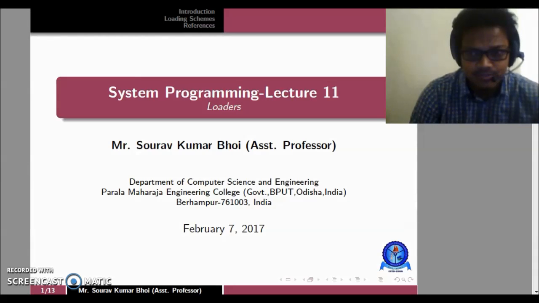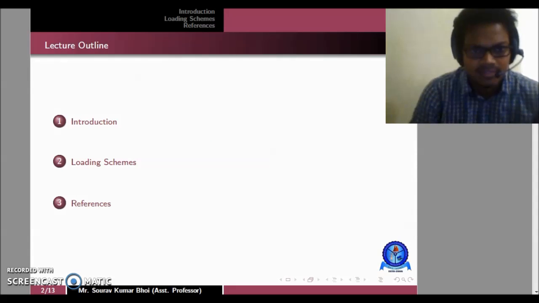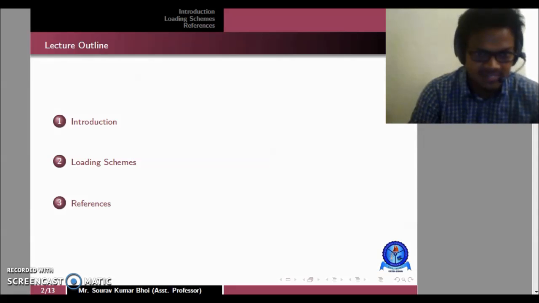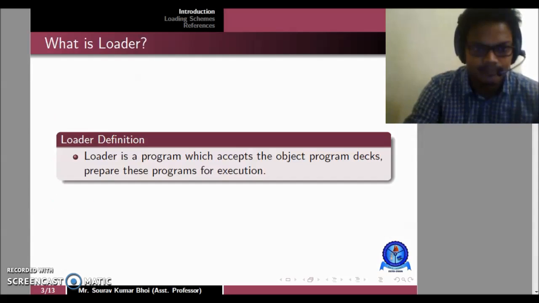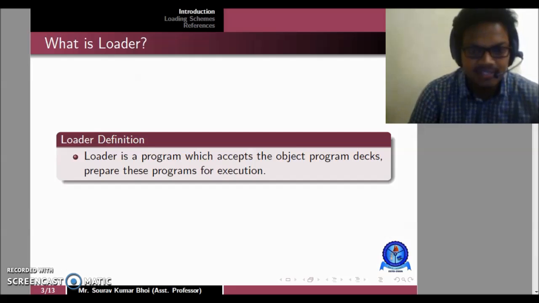So in this lecture we will go through the loaders. So, lecture outline: the introduction of loaders and the loading schemes we will study here. So what is basically a loader? A loader is a system program which accepts the object decks and prepares these programs for execution.